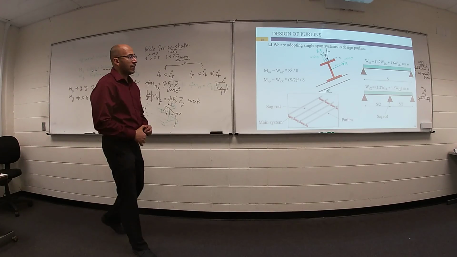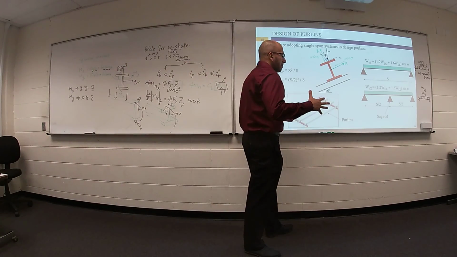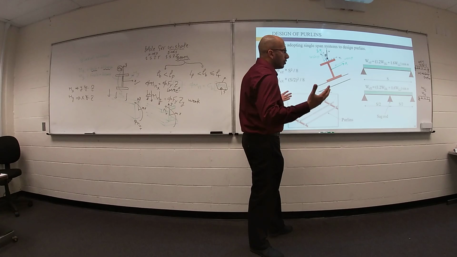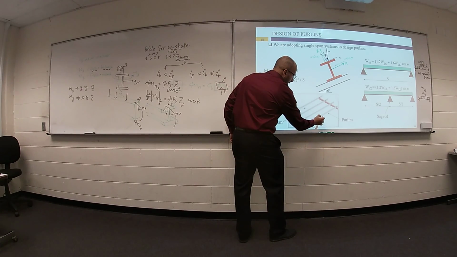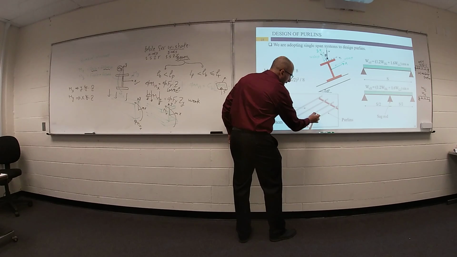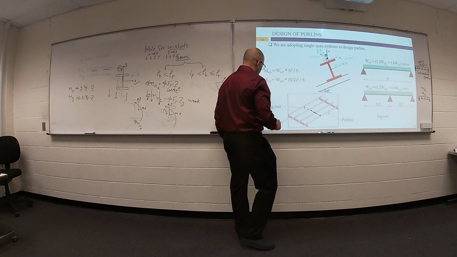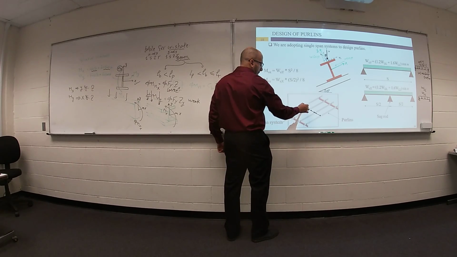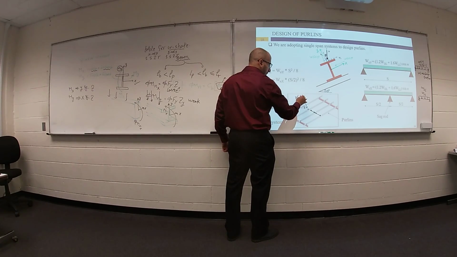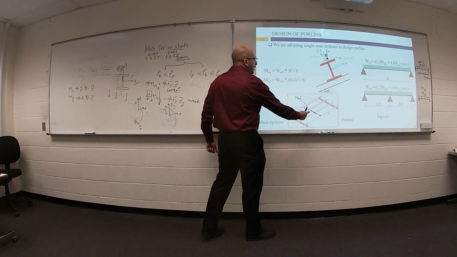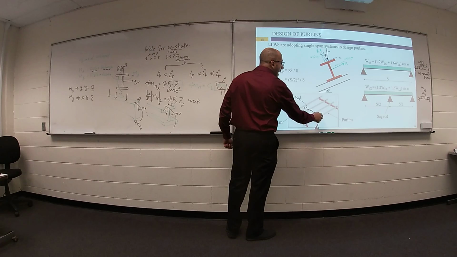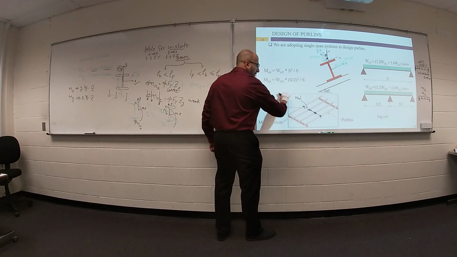So we suggest, maybe it's okay or not, it's up to you, we suggest in this direction we can add something called a sag rod, or rod, to connect between purlins at midspan in this direction.